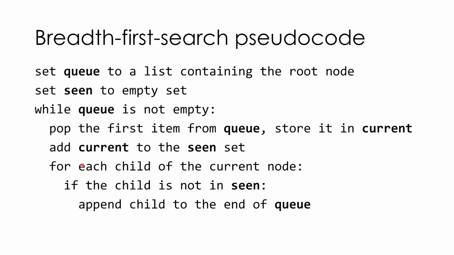And then for each child of current, for each child of the current node, we first check if it's not in seen, because if it's already seen, there's no reason to add it to the end of the queue. We've already processed it. So we check to see, is this something that we haven't seen yet? Is this a node that is not in the set called seen? And if so, we add it to the end of the queue. You can also add any logic here that you might also want to do. Maybe, for example, you want to print the current node, or you want to save a list of all of the nodes.